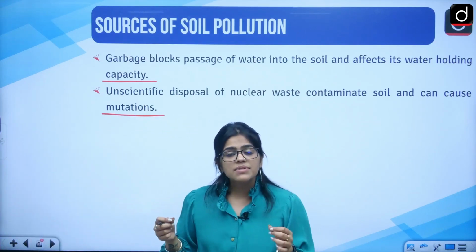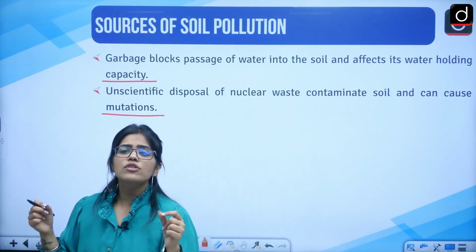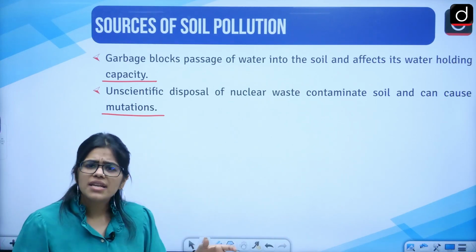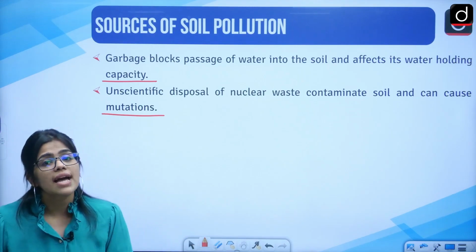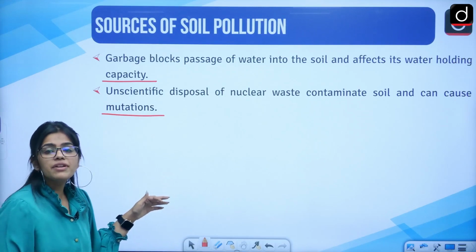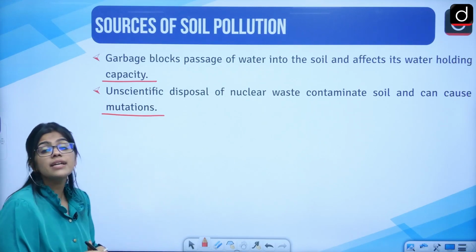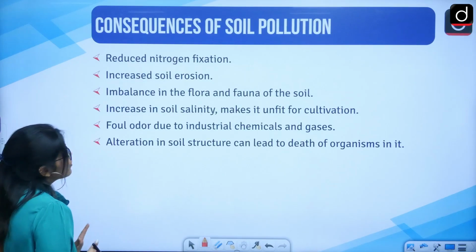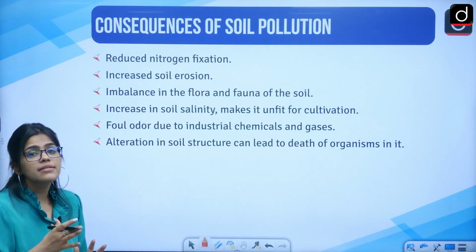So the organisms that are living in the soil can die because of the nuclear waste, or because of the garbage that is dumped, or because of the slurry that is disposed of, and this can in turn cause a lot of problems. There can be seepage of different substances from the soil, and ultimately the groundwater can also get contaminated. So it is advisable to protect the soil.